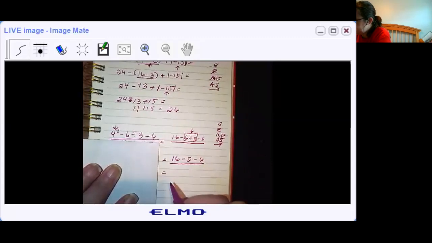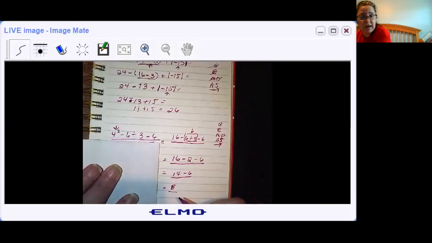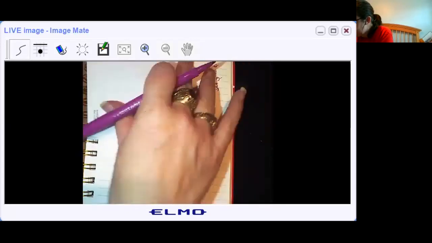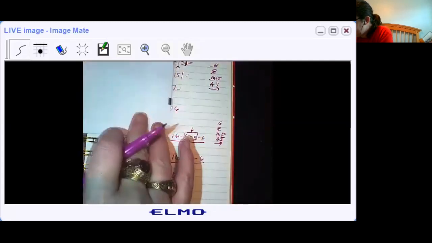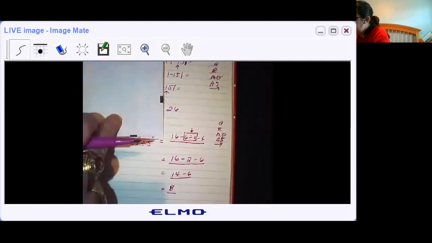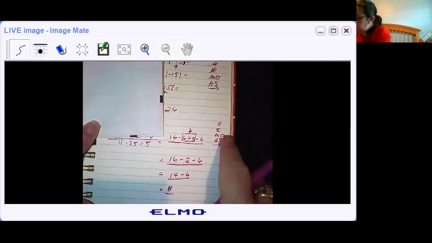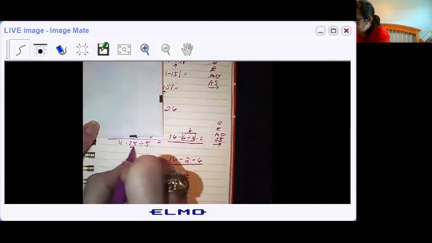So now let's look. 16 minus 2 is 14. 14 minus 6 is 8. So now I've finished the top. Once the top's finished, let's go look at the bottom. On the bottom, I have 11 minus 25 divided by 5. I don't have groupings, don't have exponents, but I do have division right here.